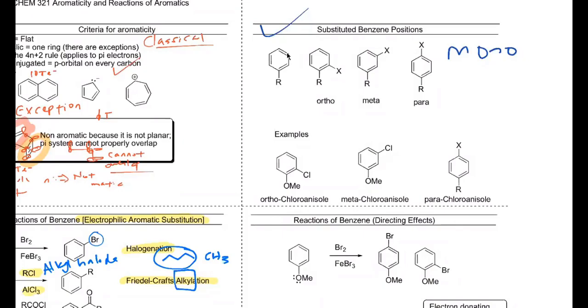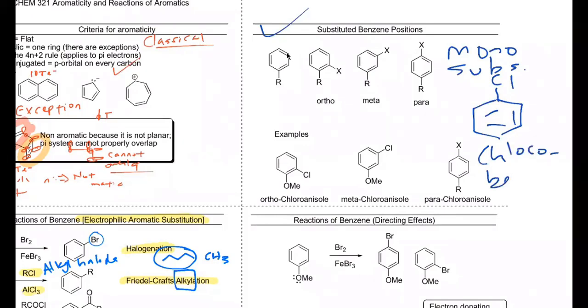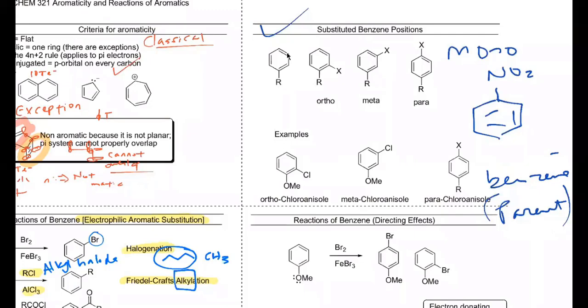So yeah. If something is mono substituted, all that means is that it has one substituent on it. So if we put something on here like a chlorine, then the name is simply chlorobenzene. The benzene is the parent. If you put a different substituent on there, something like a nitro group, then it becomes nitrobenzene.